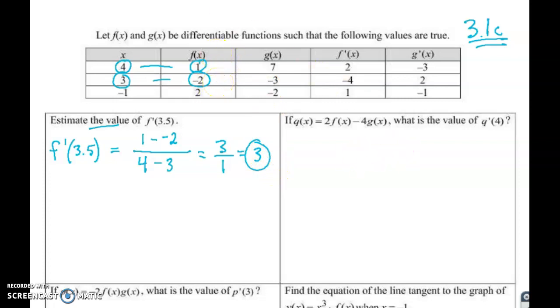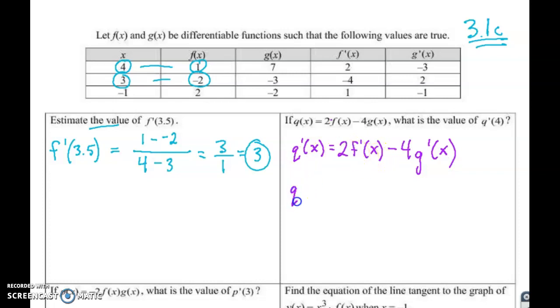So as we look at the next problem, if we're finding q prime of 4, first you want to figure out what q prime of x is. Now this is not the product rule. This is just the power rule. 2f prime of x minus 4g prime of x. We put that in there to try and confuse you.